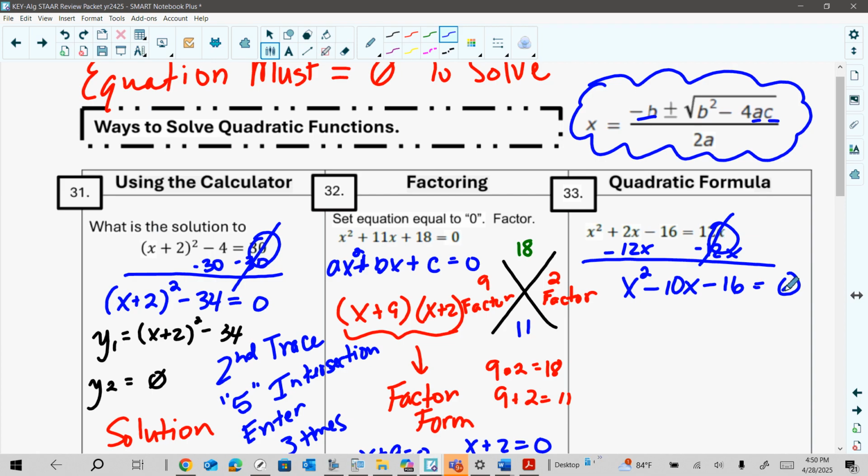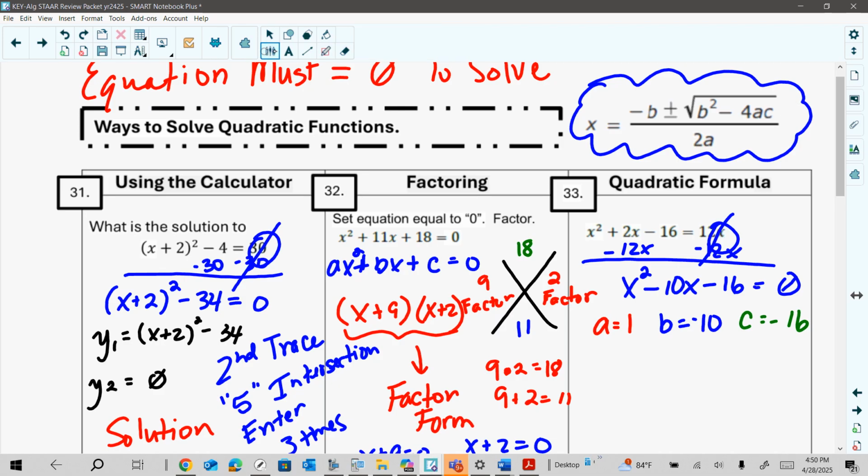And from here, I can identify the A, that would be 1. The B, that's a negative 10, remember that's a middle term. And our C is a negative 16. We need this to put it into the formula up here. Okay, we need to plug it into the parts in this formula.